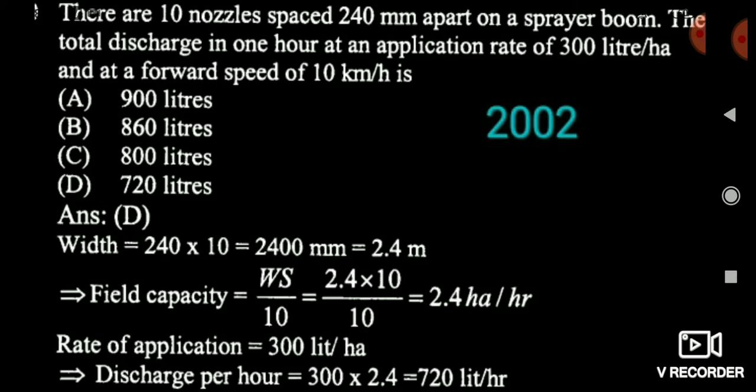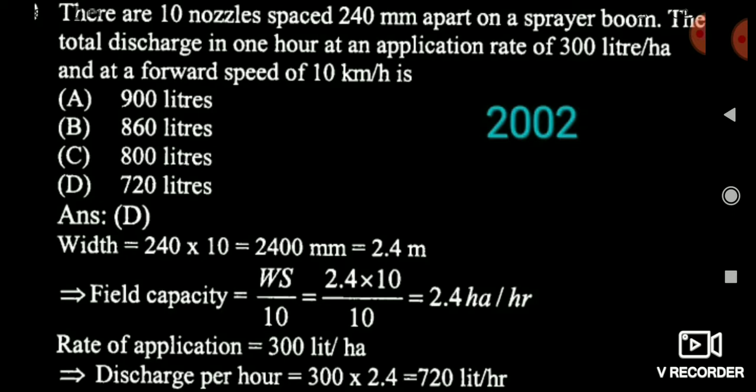Friends, now see here the logic. 2.4 hectare of land means the sprayer will work for 2.4 hectare of land in 1 hour. Means our sprayer works on 2.4 hectare of land in 1 hour. Means our field capacity is 2.4 hectare per hour. And friends, rate of application is 300 liters per hectare.